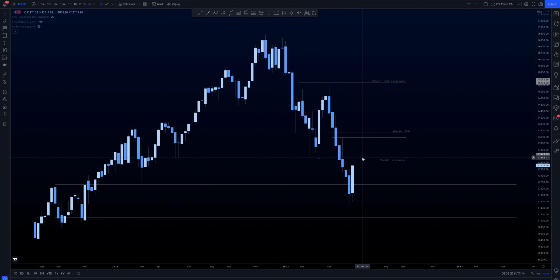12,960, I would say, a nice institutional level, and then we've got these relative equal highs in line with this weekly fair value gap here, so expect these to be taken, and that around the 13,600 level.